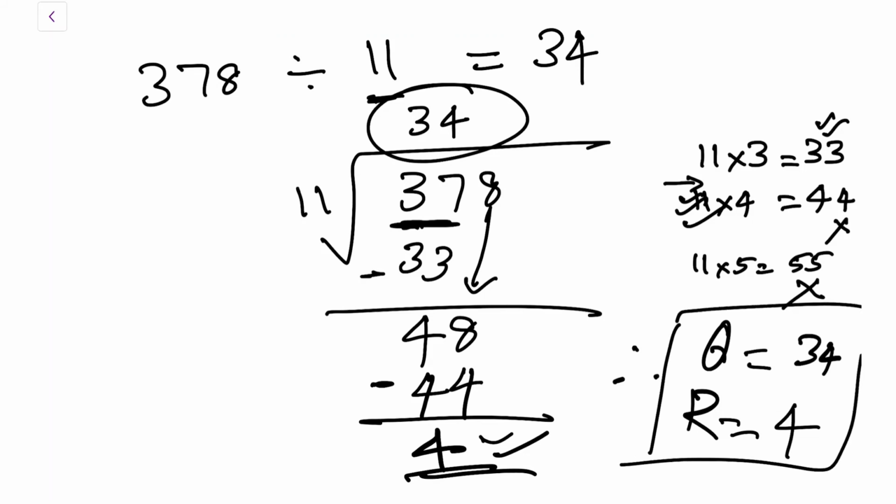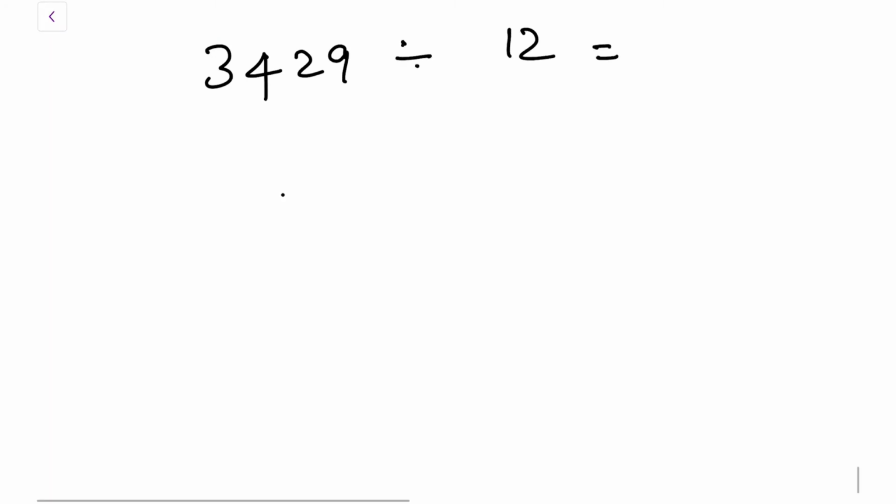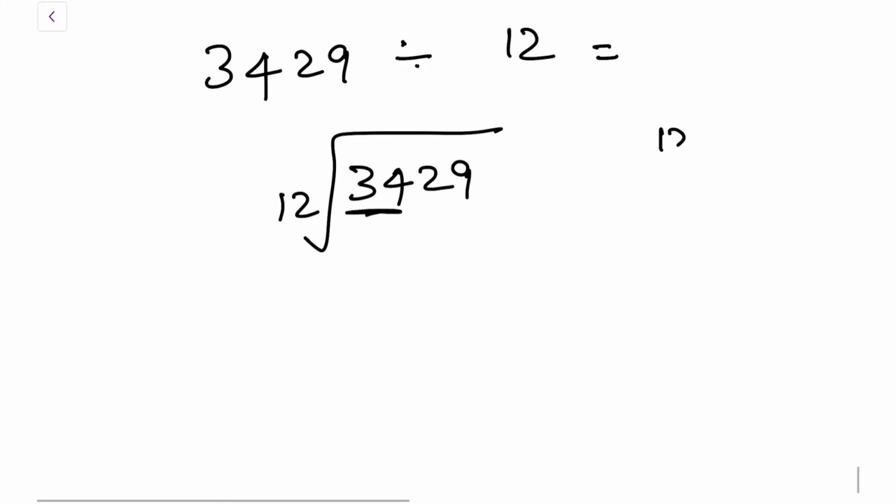As you can see, the method is the same for single digit or for 2 digits. Now I want you to try this. 3429 divided by 12. What's the answer? Let's do the division. 3429, 12, 34.